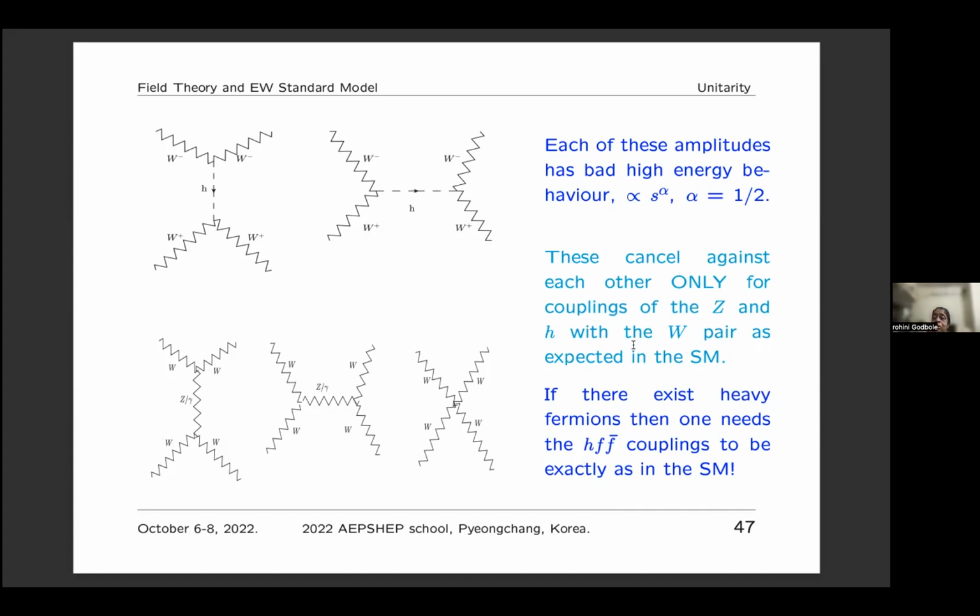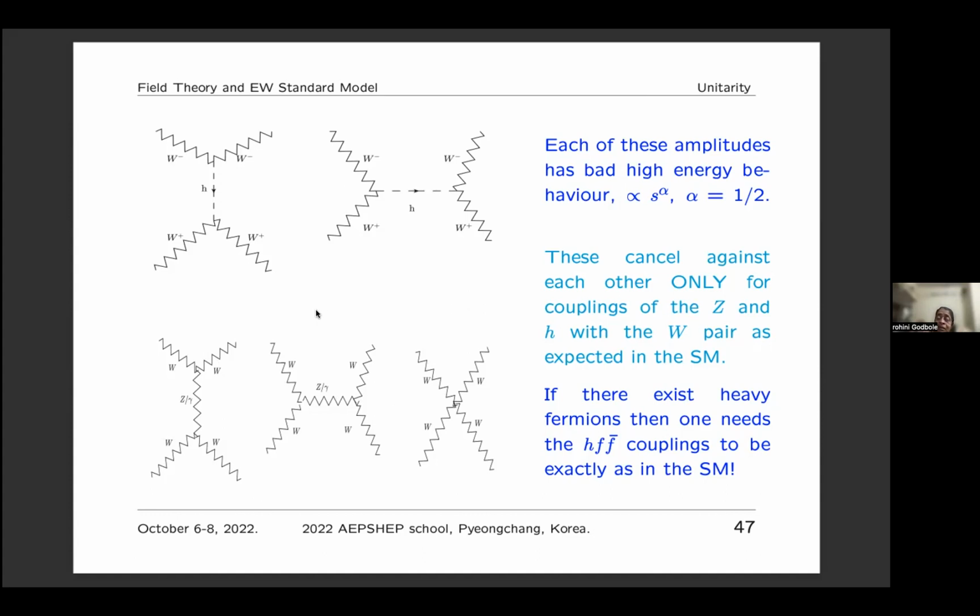And this happens only if the Higgs couples to the W with a coupling proportional to the mass of the W, and the ZWW coupling is exactly what the standard model SU(2) cross U(1) gauge structure has. Then only these actually cancel with each other. So this is the reason that this is one of the stories in the standard model.